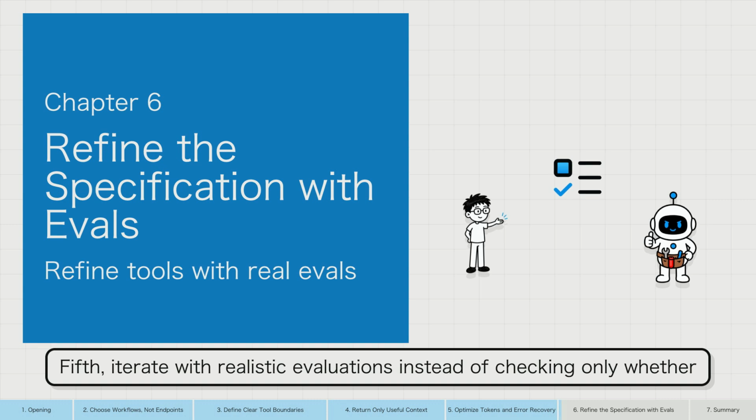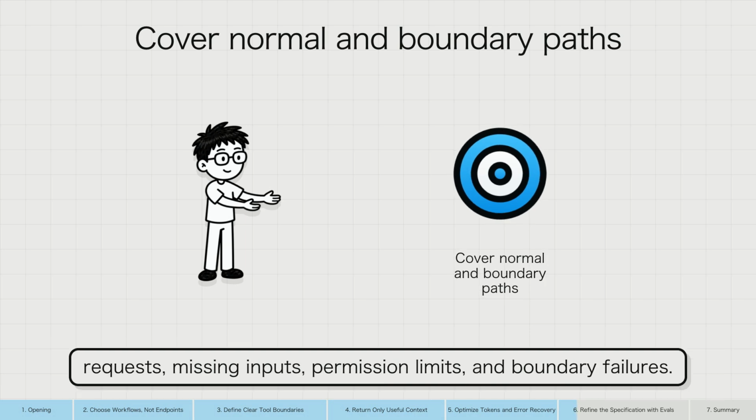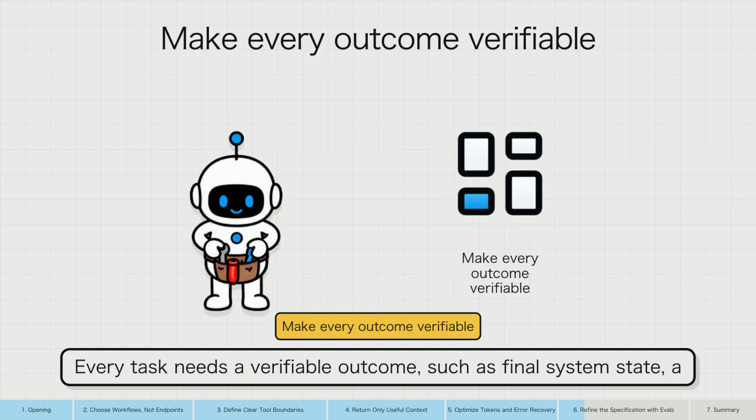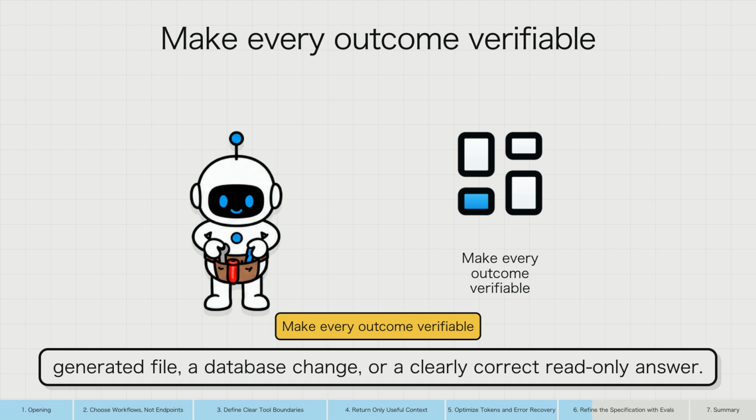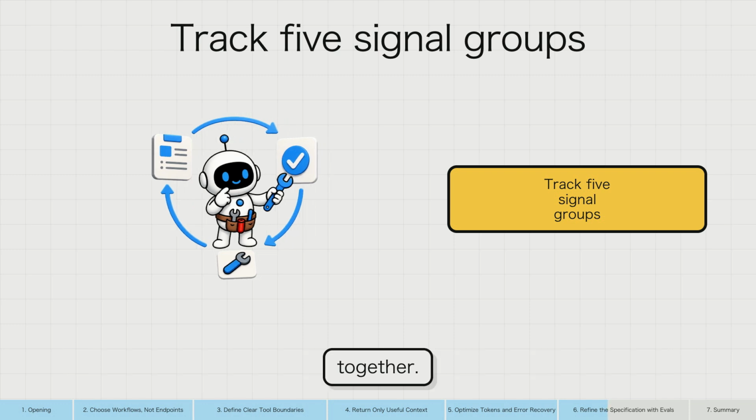Fifth, iterate with realistic evaluations instead of checking only whether the endpoint can be called. Create tasks that resemble real work and cover the normal path, ambiguous requests, missing inputs, permission limits, and boundary failures. Every task needs a verifiable outcome, such as final system state, a generated file, a database change, or a clearly correct read-only answer. Track accuracy, runtime, tool call count, token use, and error type together. A single polished demonstration cannot reveal a reliable tool.